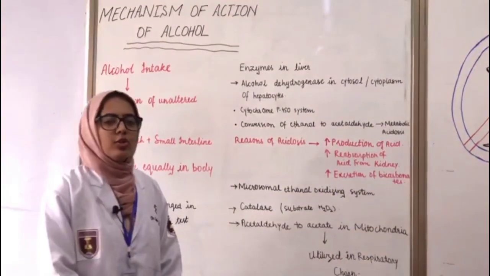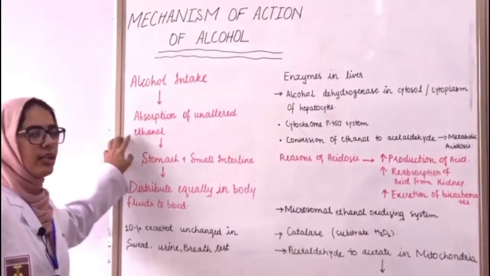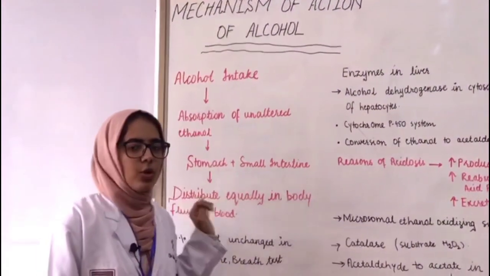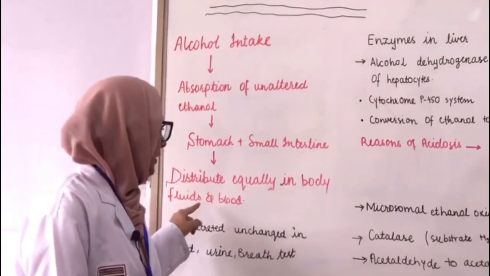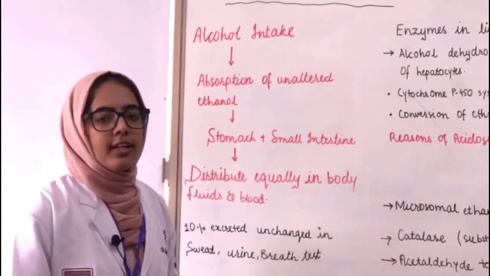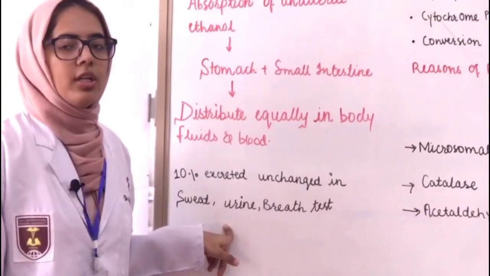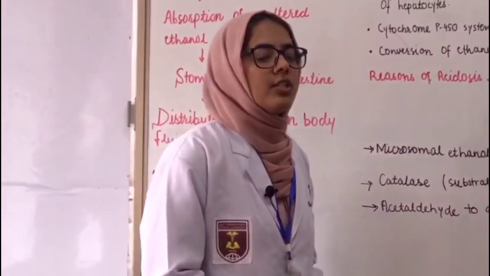Assalamualaikum. Today I am going to explain the mechanism of action of alcohol. Alcohol intake will lead to the absorption of unaltered ethanol in the stomach and small intestine. It is distributed equally in body fluids and blood. Out of this, 10% is excreted unchanged in sweat, urine, and breath. The breath test is done by law enforcement agencies.